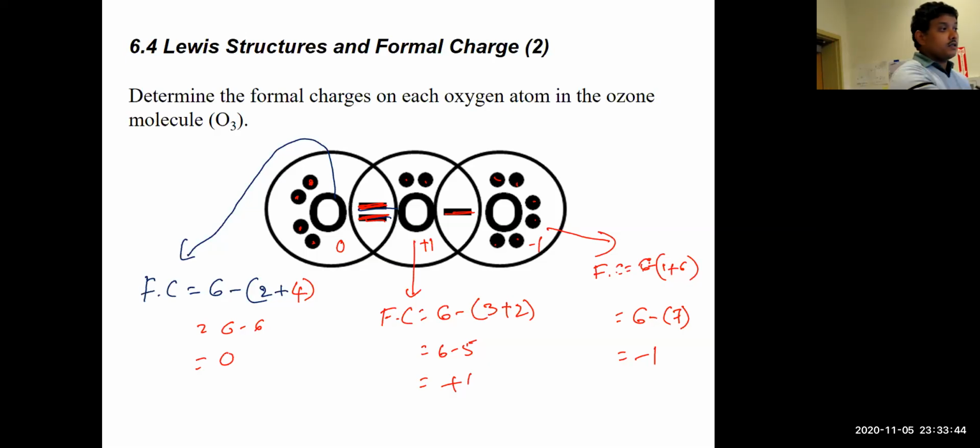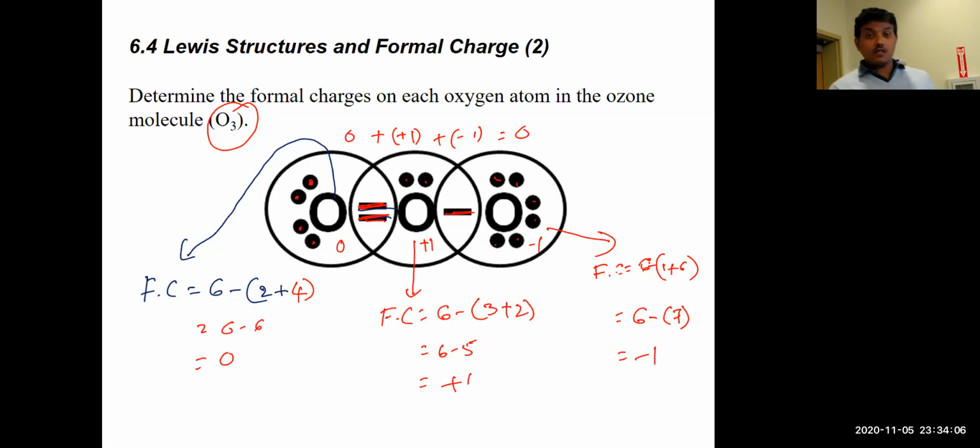If you pay attention, the given ozone has no charge. How do you know? We didn't write any +1, +2, -1, -2, right? If you don't write anything, it is neutral. So the overall charge of this molecule is 0 plus 1 plus -1, which is equal to 0.